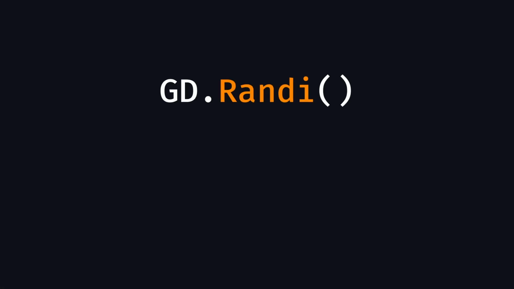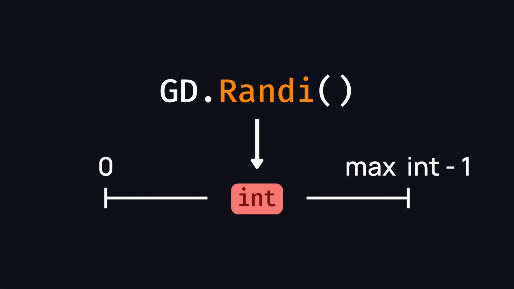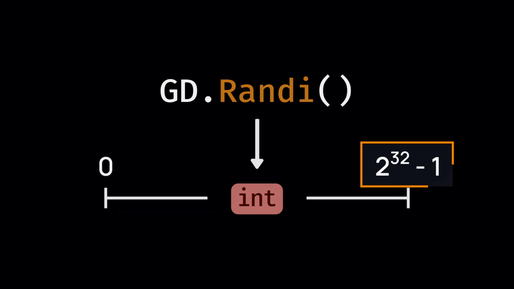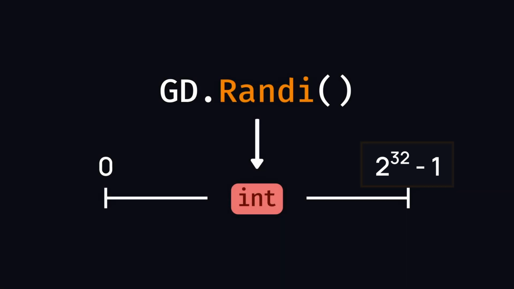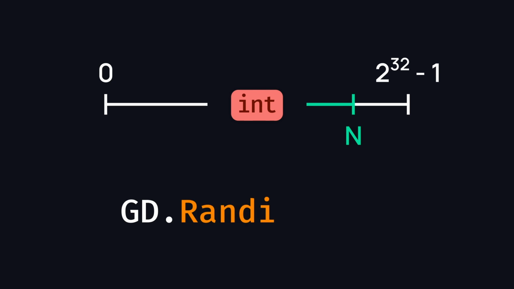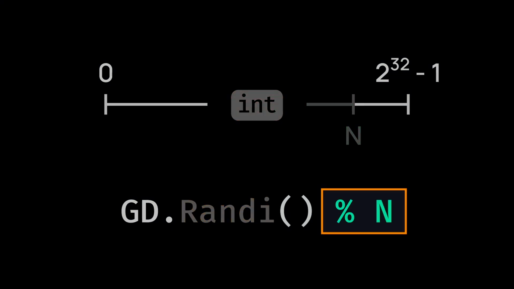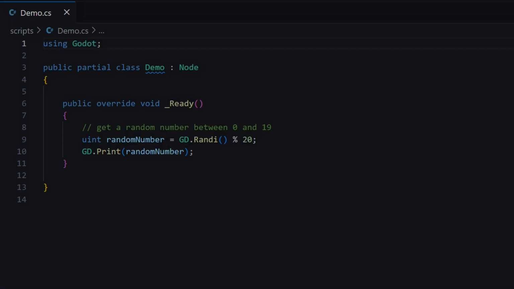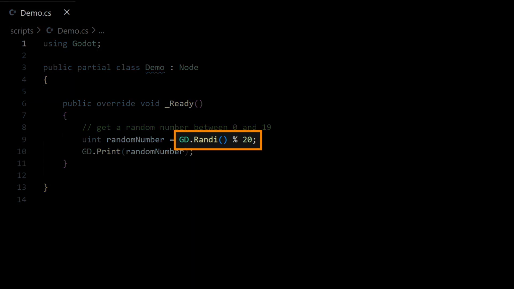If you use GD.Randi, you'll get a random integer that can go from 0 to the maximum integer value minus 1, so 2 to the power of 32 minus 1. We don't usually go that high, except for example for IDs, so to easily restrict this upper bound, you just need to use a modulo and pass in your range max value. Note that this modulo value, this upper bound, will be excluded from the result, meaning that, for example, this formula will give you an integer between 0 and 19.